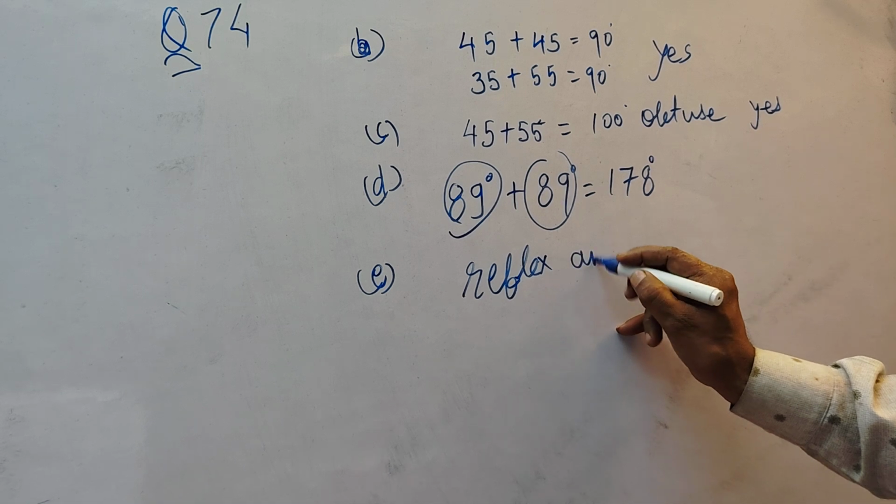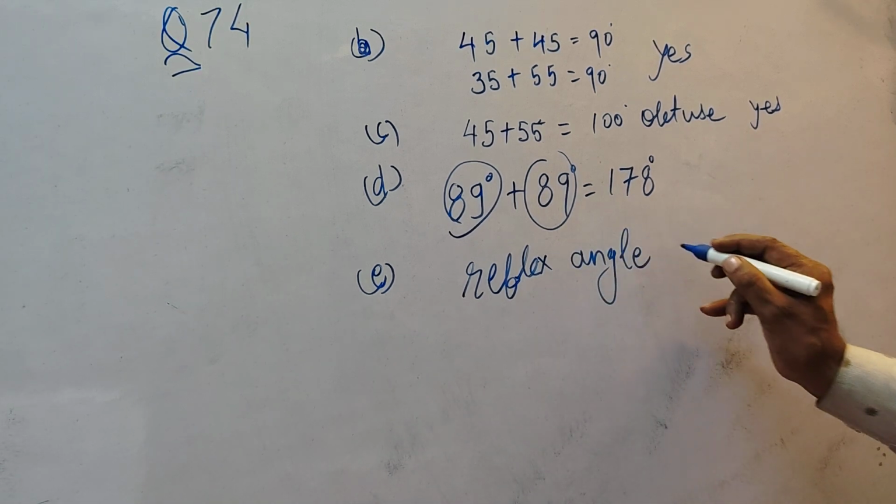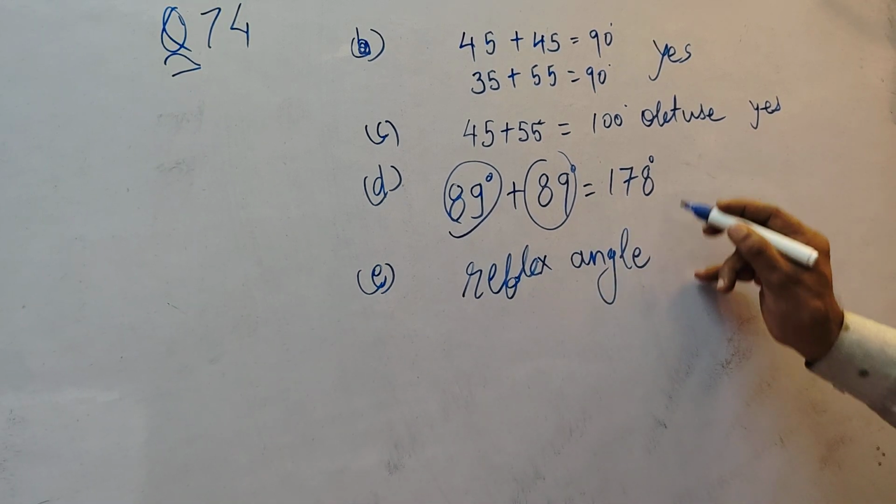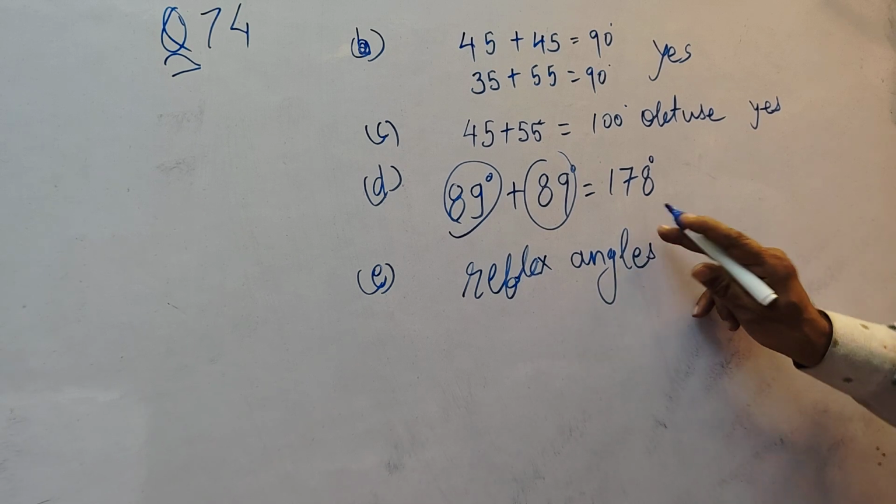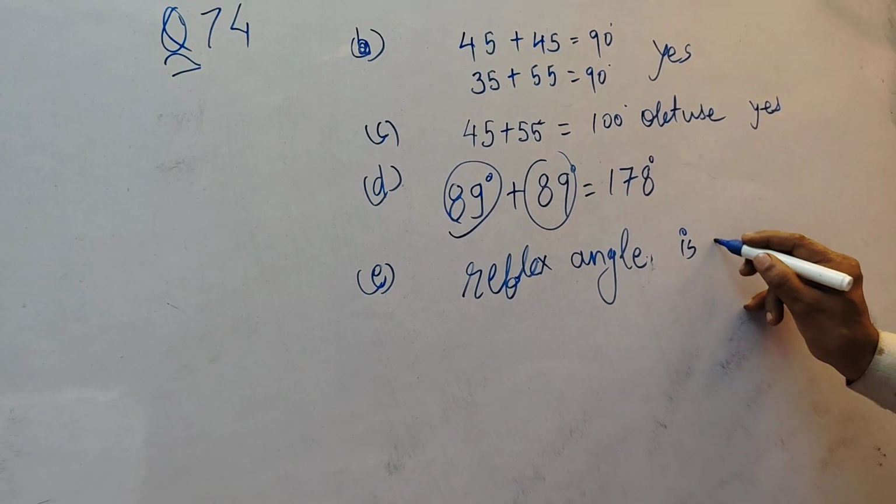Reflex angle is also not possible. If a straight angle is not possible, a reflex angle is more than a straight angle, so it is also not possible.